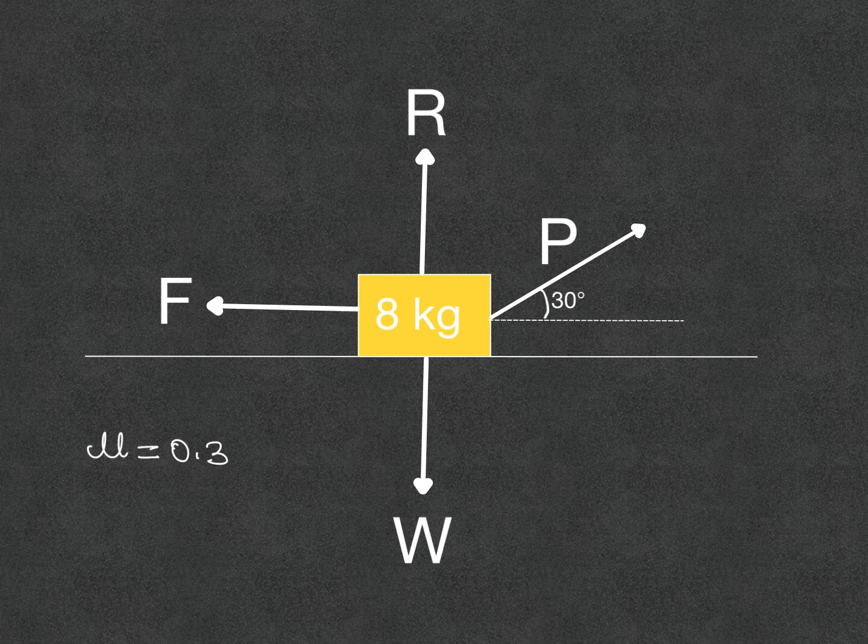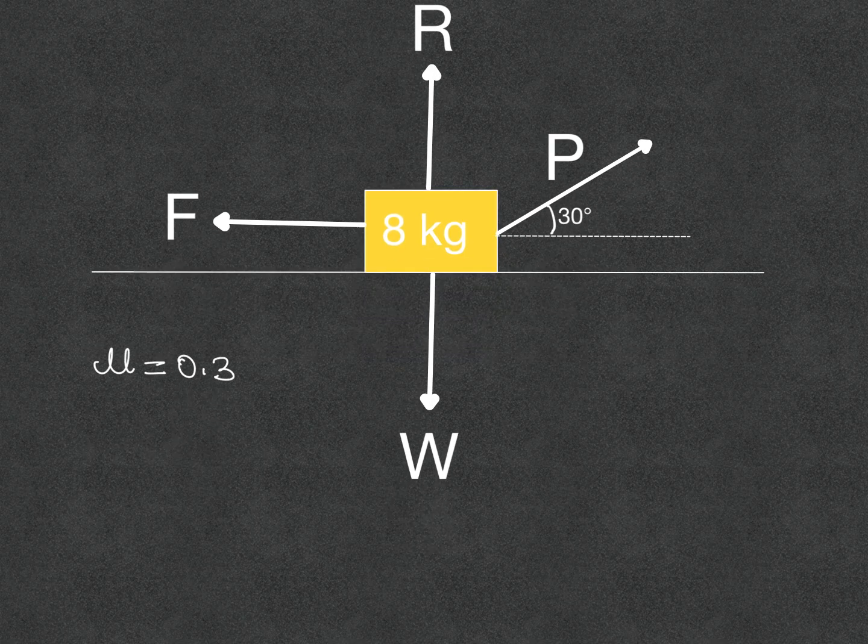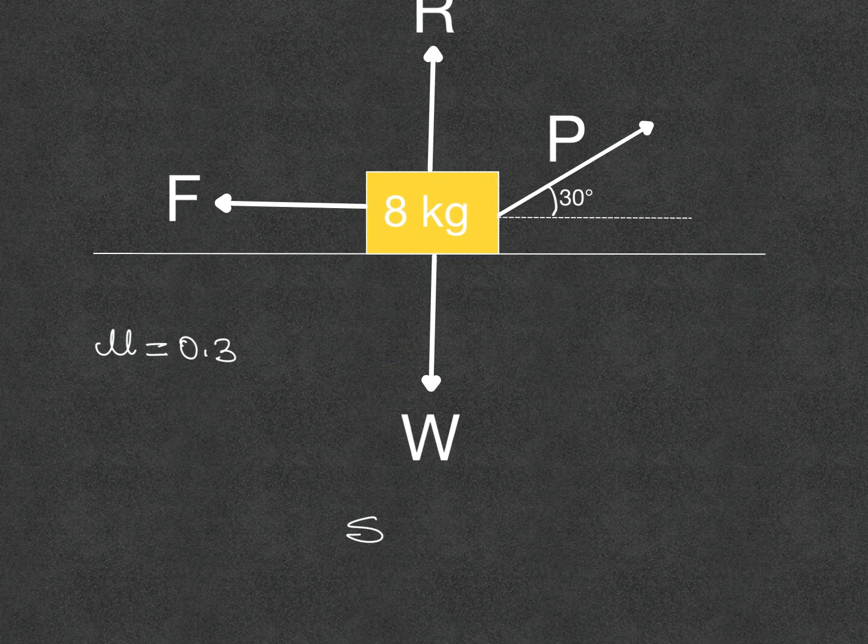So what we have to understand is, if you have an applied force that is acting at an angle to the horizontal, we have to resolve that into horizontal and vertical components. The horizontal component of that applied force is what is actually going to move the object along the surface, and the vertical component of the applied force tends to reduce the normal reaction, and it is also the force that tends to lift the object from the surface.